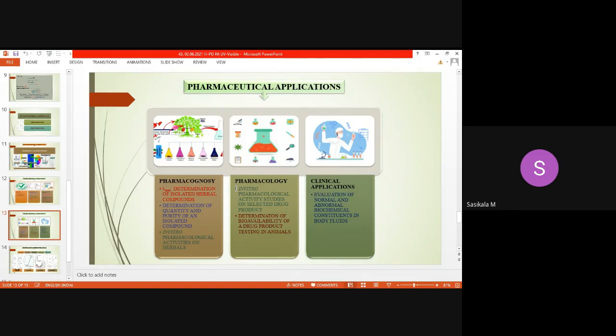Then clinically, normal and abnormal bioconstituents and body fluids are analyzed. Mainly blood or serum analysis you will be doing with UV visible spectroscopy. Hope you have done blood analysis in medicinal biochemistry, like serum creatinine, blood cholesterol, blood sugar. All this you should have done with the colorimetric method. Even urine creatinine is done with the colorimetric, UV visible spectroscopic method. That's what clinical application is given here.